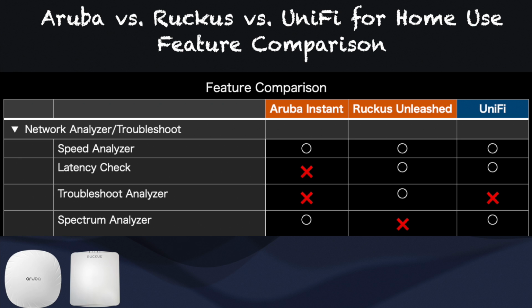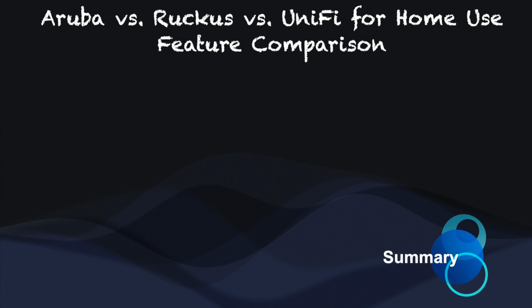Lastly, Aruba Instant and Ruckus Unleashed have many other debug tools that are well beyond the scope of most home users and certainly beyond my understanding of the utility. In summary, each system has its own pros and cons for feature set, although different users may have different requirements for the Wi-Fi setup features.